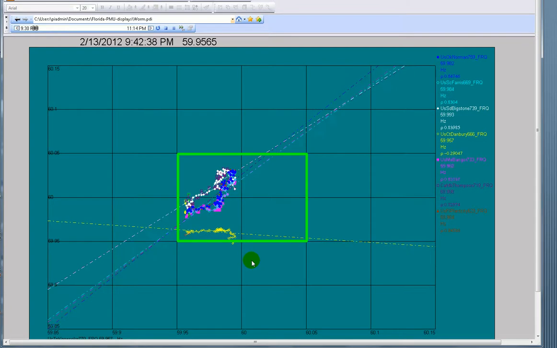And this concludes the demonstration of frequency state charts in the Eastern Interconnection.